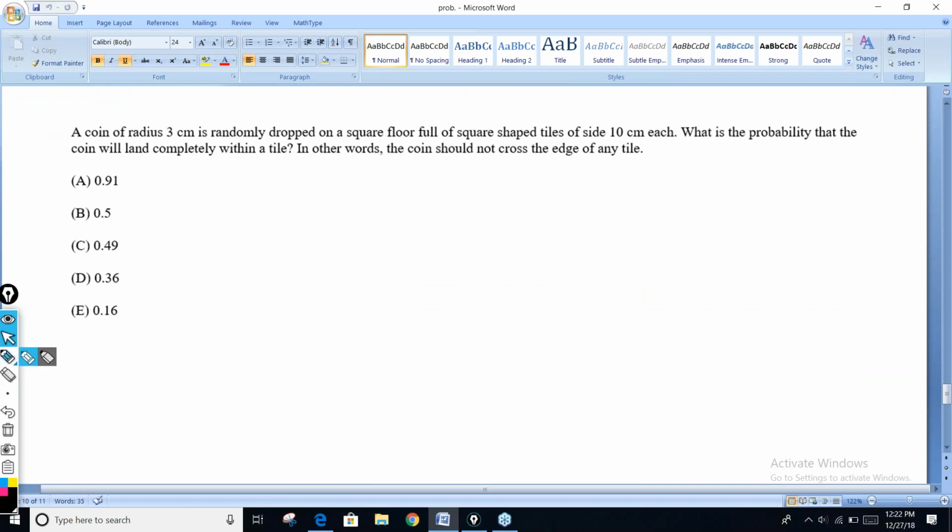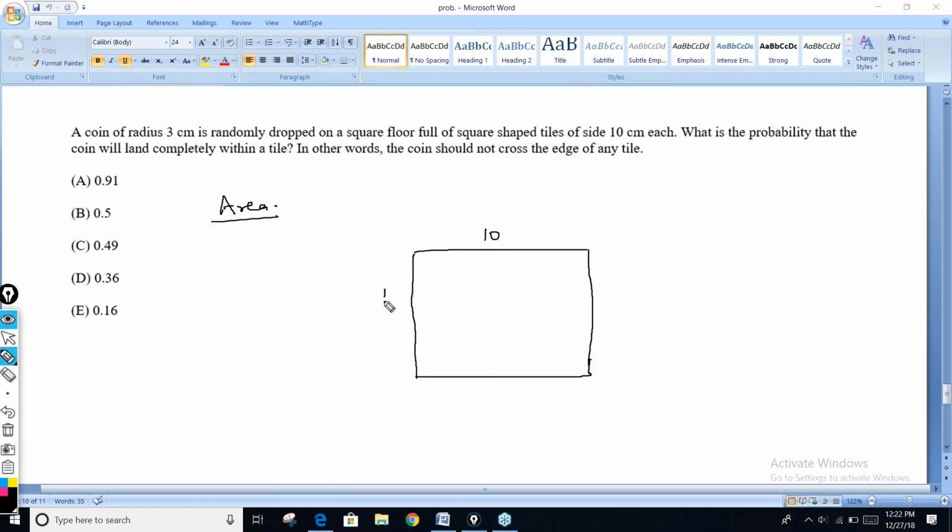That was a good question again. That is based on area. That is called an area based question. A coin of radius 3 centimeters is randomly dropped on a square floor full of square shaped tiles of side 10 centimeter. That is a square tile I'm taking. That is 10 centimeter each. So what is the area of this square tile?